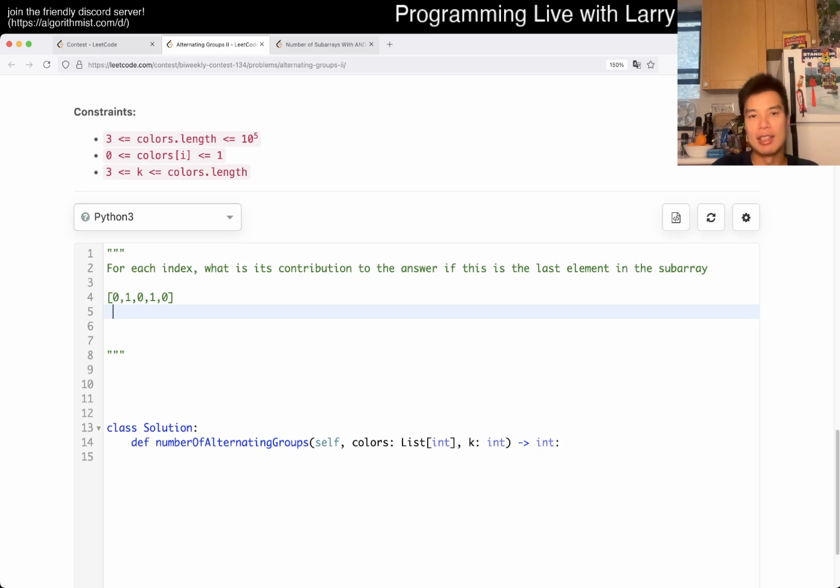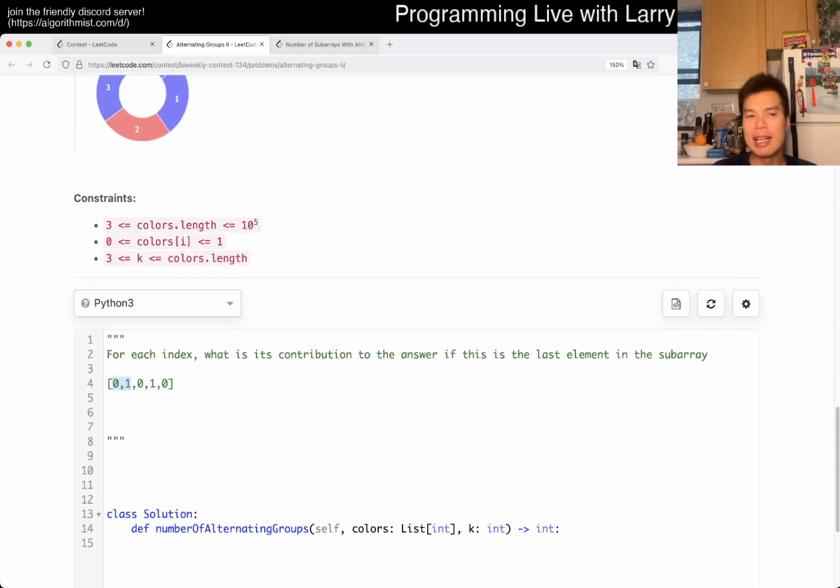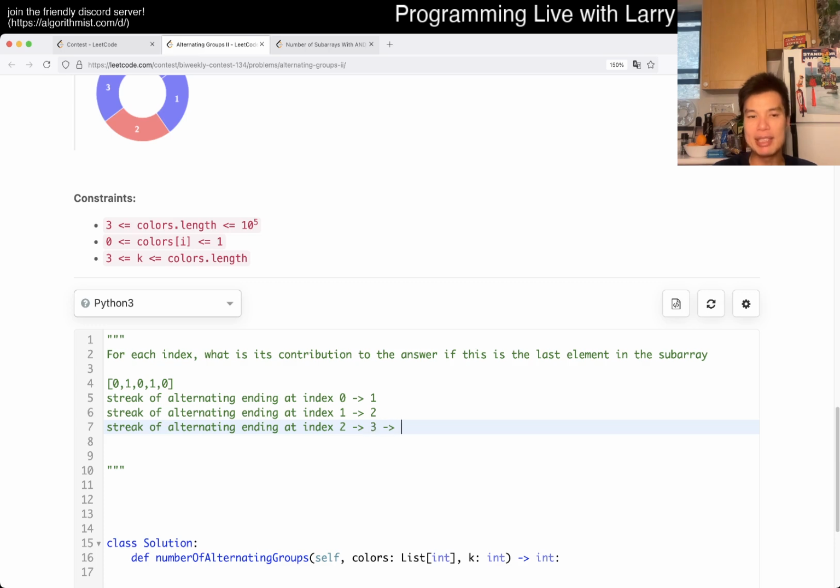What I mean by that is, let's for a second pretend that this is linear and not circular. Then here, you always start with a streak of 1, a streak of 1 alternating thing. And then here is a streak of 2 alternating things. But here, K is 3, so in a way it's kind of like dynamic programming, but the streak ending at index 0 is going to be just 1, the streak of alternating at index 1 is going to be 2. This is going to be 3, and 3 means that there is one subarray ending at index 2, one good subarray or whatever they call it.